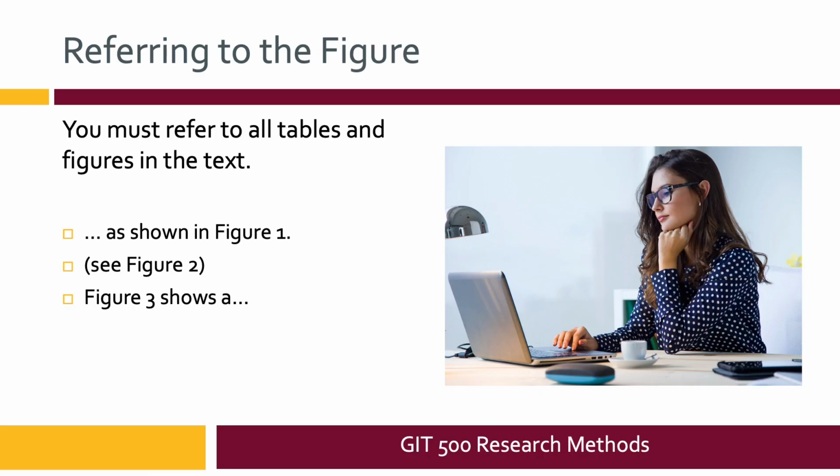The other thing you need to remember about figures and tables is that you need to refer to every figure or table in the text. You can't just put it in there and then not mention it in the text. So ways to do that are to say things like, this is shown in figure one, or as shown in figure one. Or you can put in parentheses, if you're talking about the data in a figure, in that same sentence, see figure two. Or you can say something like, figure three shows a blah, blah, blah. It doesn't really matter how you do it as long as you do it.